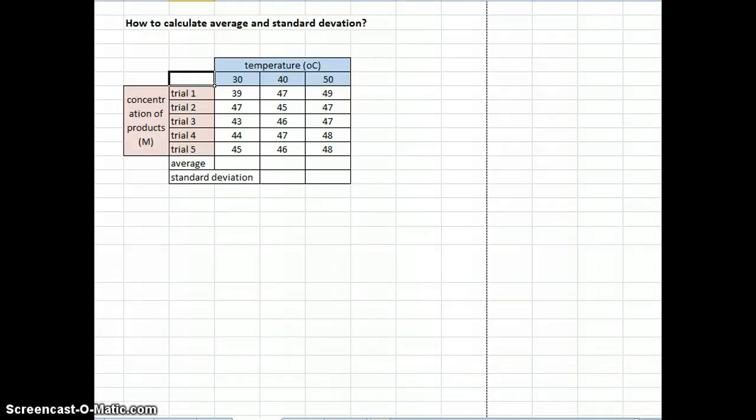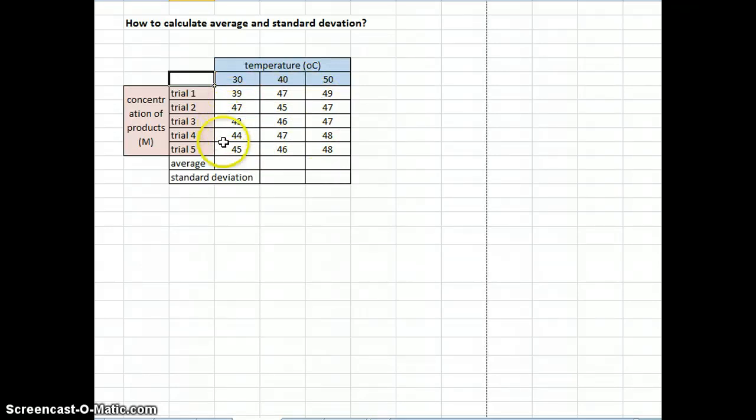Okay, so this video will show you how to calculate average and standard deviation using Excel. So let's say I have an experiment where I'm measuring the concentration of the products in molar that is created, and I did 5 trials, 1, 2, 3, 4, 5, from 3 different temperatures, right? 30 degrees, 40 degrees, 50 degrees. And these are my results.